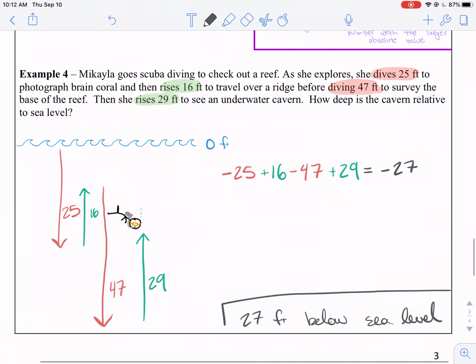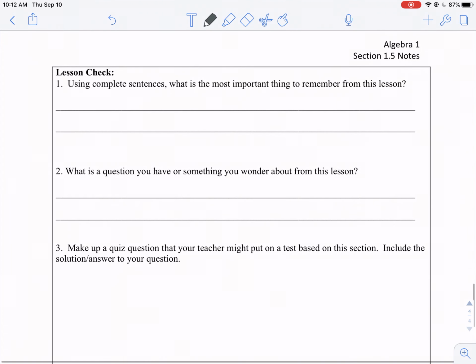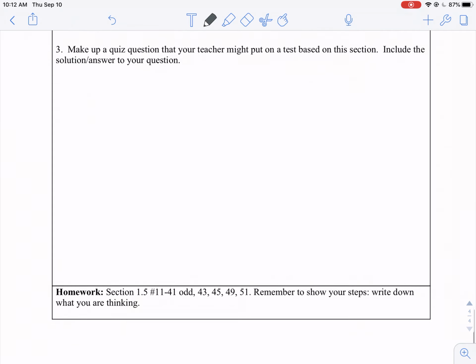All right, so that's our lesson. Go ahead and summarize the most important thing to remember from this lesson. Give me a question that you have or something you wonder about, and then invent a quiz question.